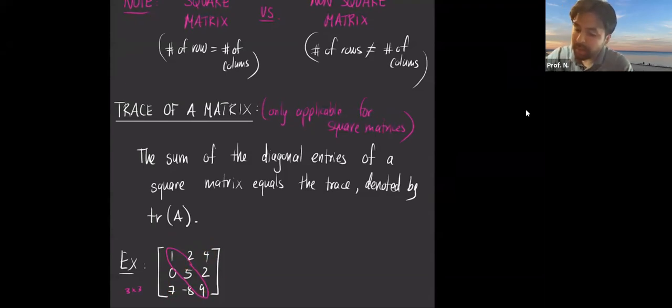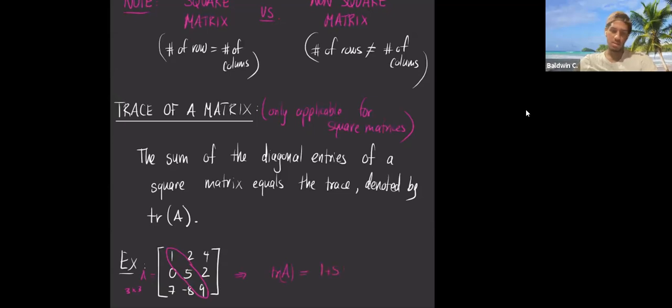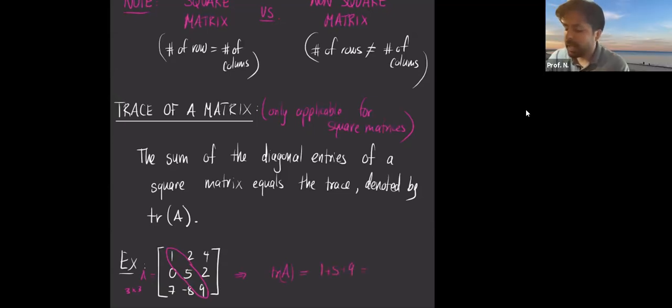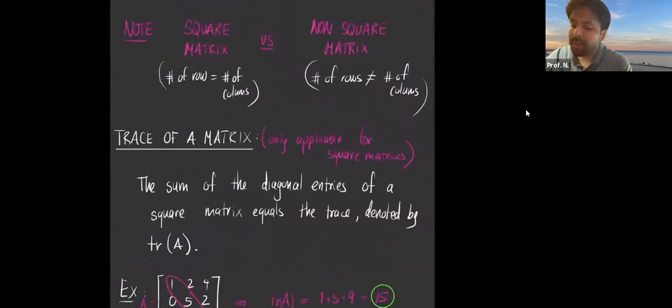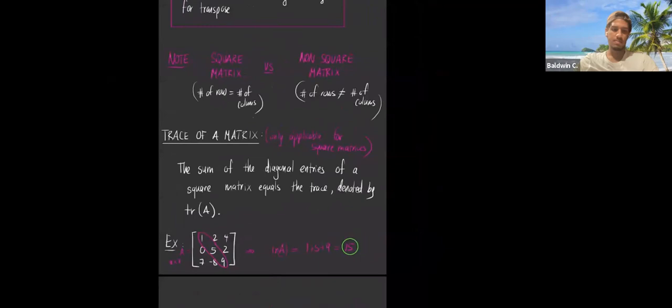So if we call this A, what's going to be the trace of A? Would it be 15? Right. Add them up: 1 plus 5 plus 9, and it will be 15. And again, right now you're like, wait, that doesn't sound like a big deal. But these are just tools, concepts of matrices that will eventually become useful. So we're just becoming more acquainted with matrices.